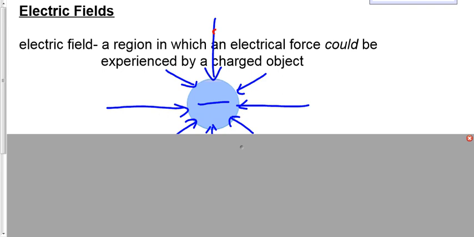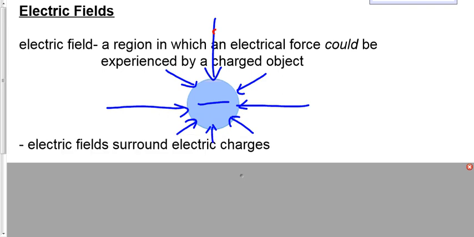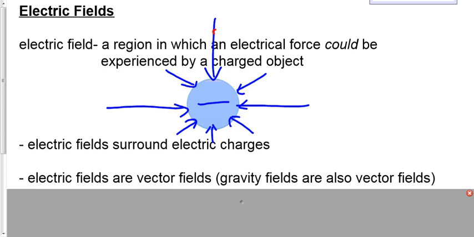So the diagram for a negative producer, same as the diagram for gravitational field. Diagram for a positive producer, going to be opposite to that, as you're going to see in a moment here. We said that the electric fields surround electric charges, just like gravity fields surround masses. And we're going to say that the electric fields are vector fields, just like gravity is a vector field.